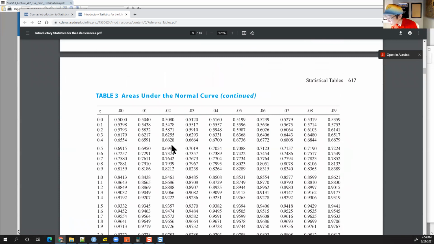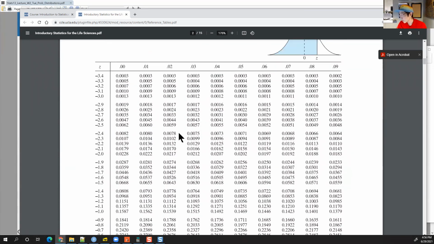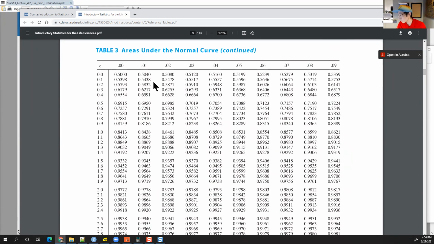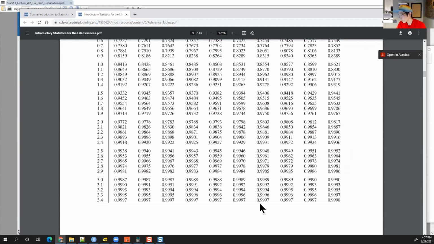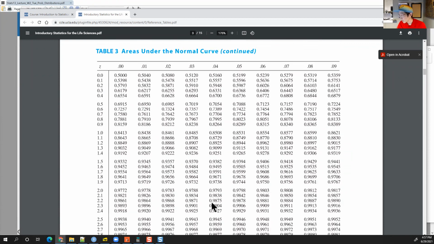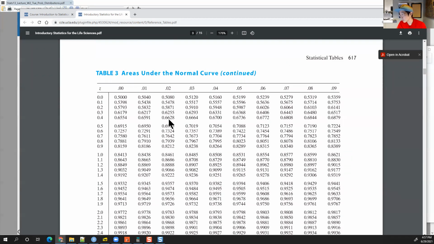The table always only gives you the area to the left. You will only get the areas to the left from the table. So at z equal to 0, you get 0.5. As you get farther and farther away, the area to the left gets closer and closer to 1, like 0.9998, things like that. At 0.42, the area to the left is 0.6628. The table always gives you only the area to the left.